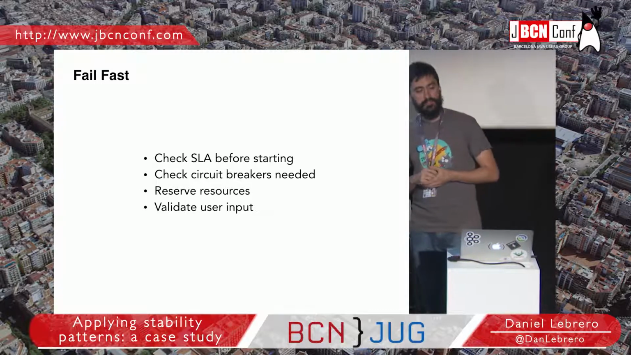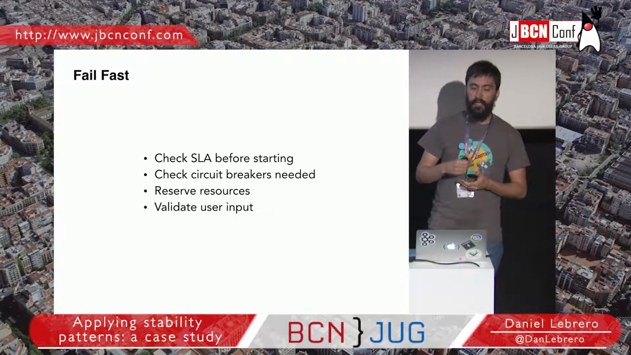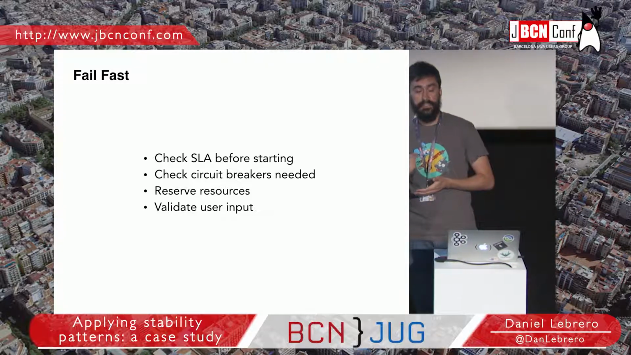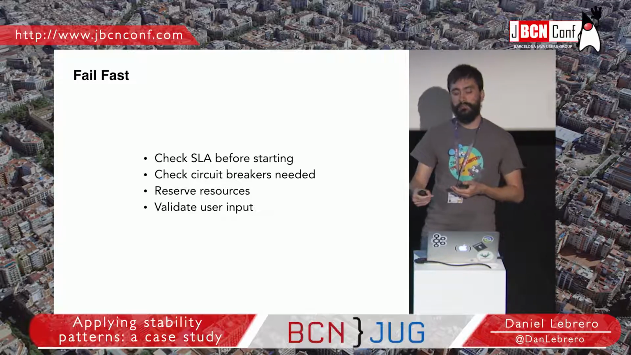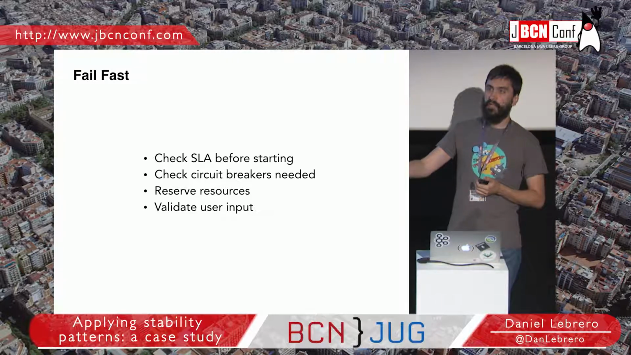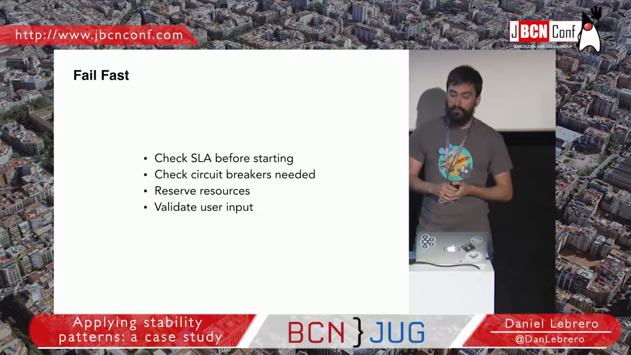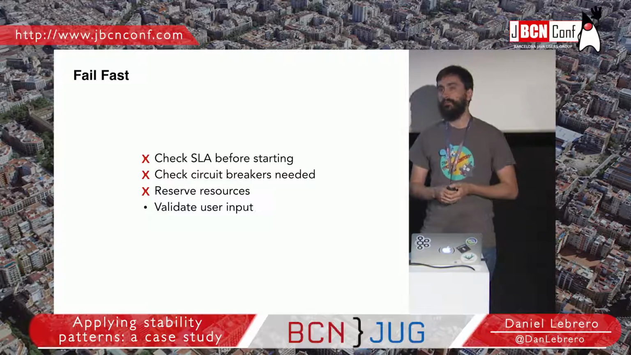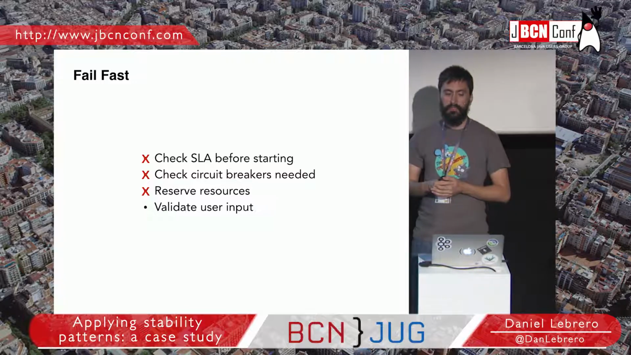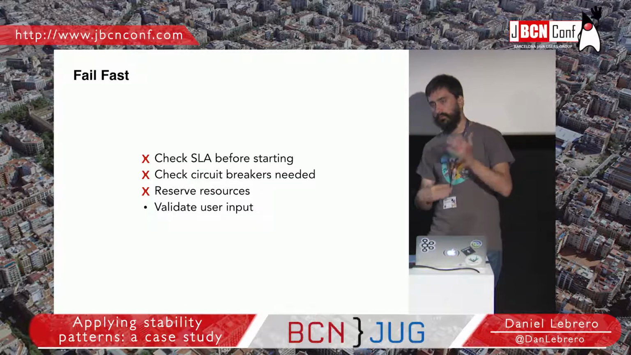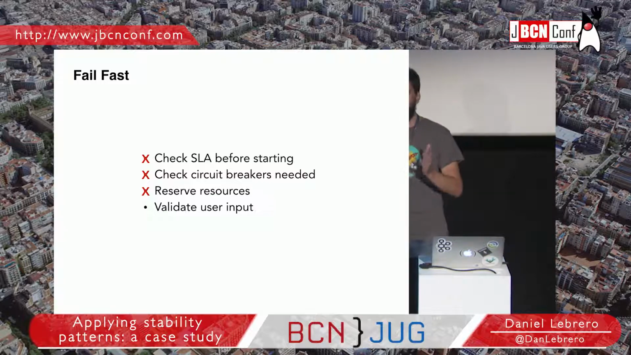So from the book, things that you should check as soon as possible are whether you are going to fulfill your SLA, the state of the circuit breakers for the request that you're going to need, and you can reserve resources, so memory or connections from the connection pool, and validate the user input. Now, from all these 4 things, we actually just do the last one, because at least in our design, we didn't find a really easy way to do all these things, because we have all that parallelization, and everything was just too dynamic. So basically, we don't use this pattern at all.